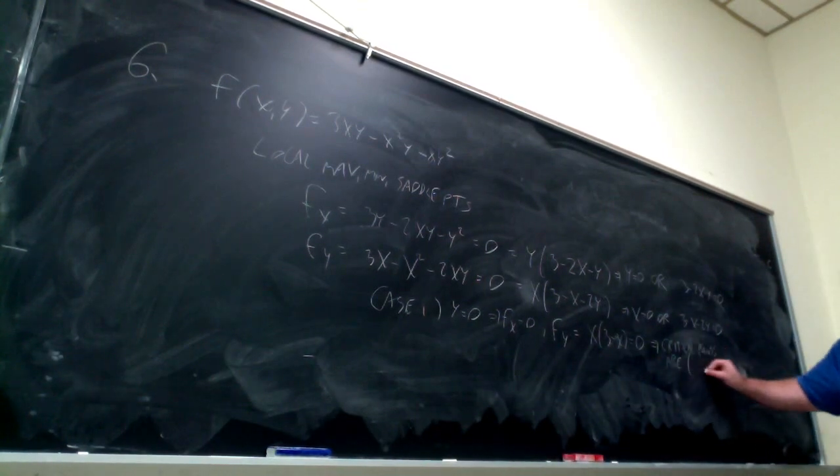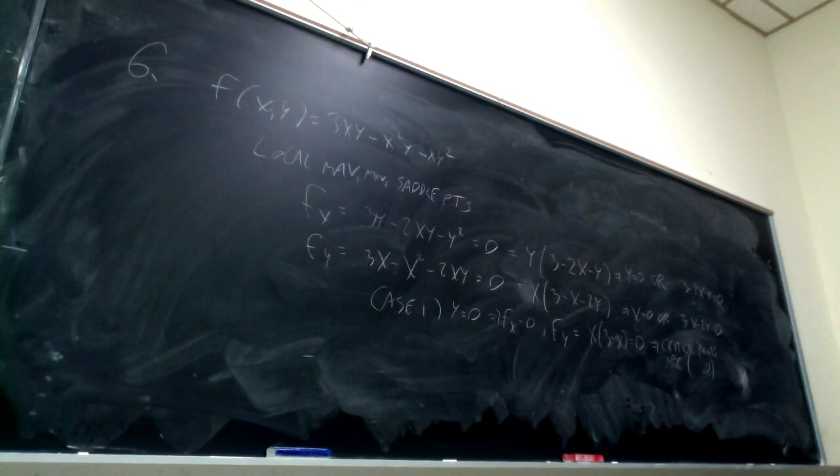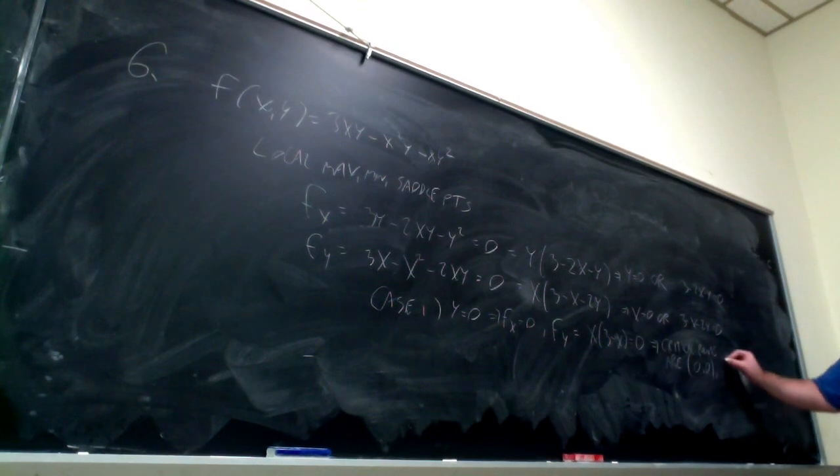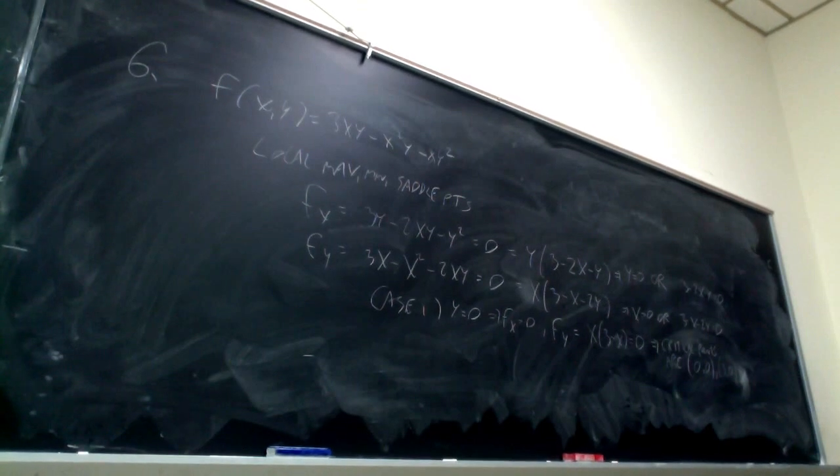So y equals 0, we assume that at the outset, and what else do we get? X equals 0. Yeah, so x being 0 makes it 0, and 3. Yeah, so we get 2 critical points from this situation.